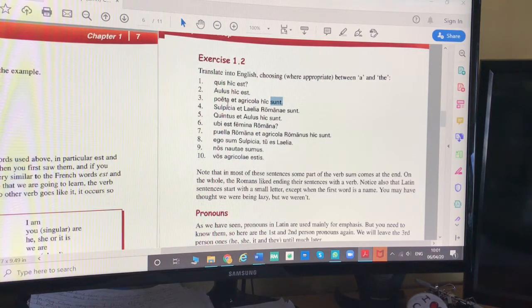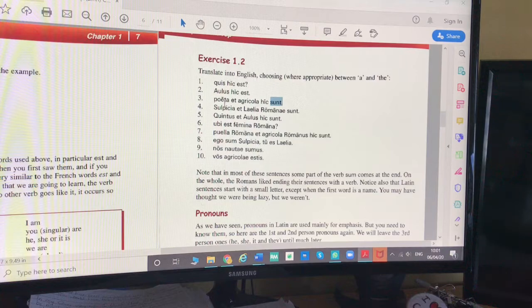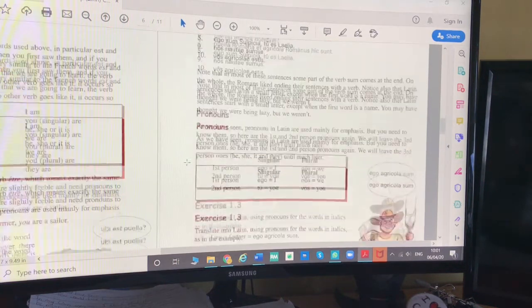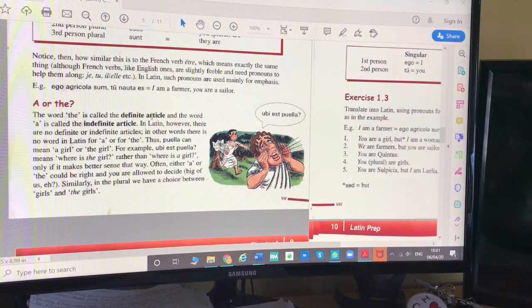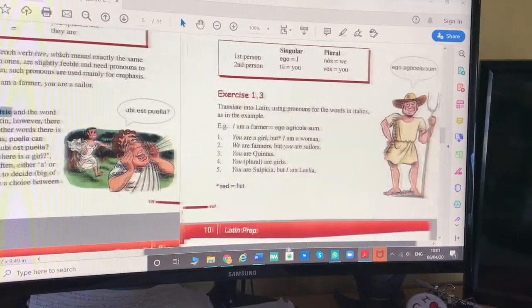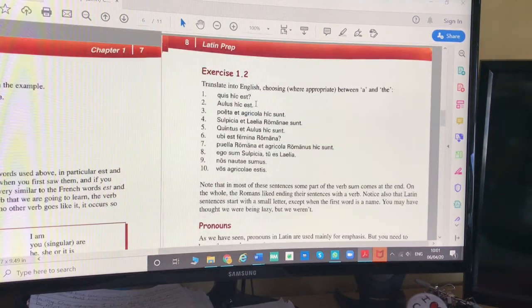The reason I wanted to pause on this one wasn't to do it for you, but to remind you about the rule about a and the, or rather the non-rule about a and the. These articles, as they're called, don't exist in Latin, but English needs them. It wouldn't be very good to translate this as poet and farmer are here. We want the poet and the farmer are here, or perhaps a poet and a farmer are here. Your choice. So, very straightforward. Remember, you do not need to type out Latin. English answers only, please. Off you go.